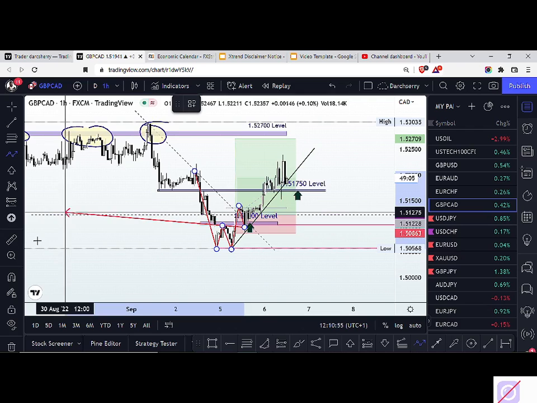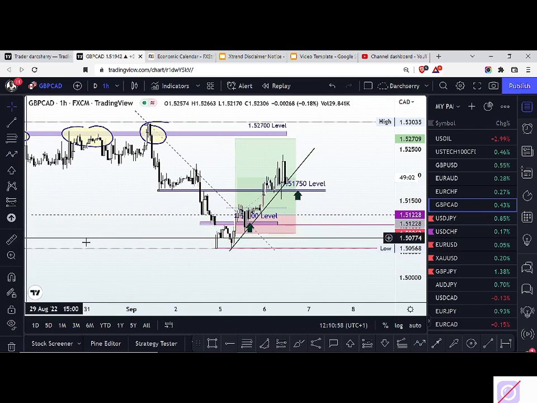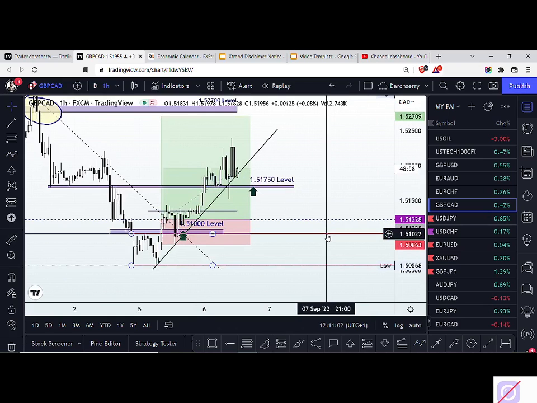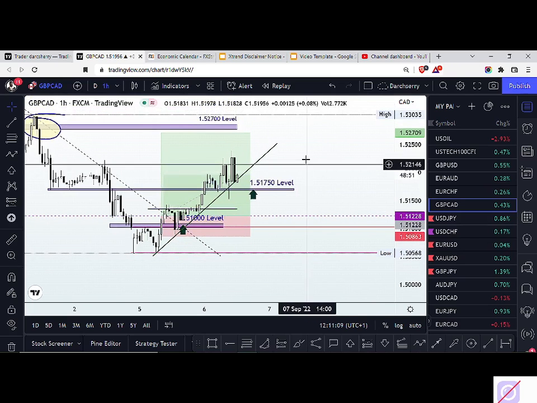and we joined the rally to the upside. So on the GBP CAD, we are in profit, and the first thing I said is that we move our stop loss to break even, or probably move to lock in some profit so that we don't get caught up in any sudden pullback.